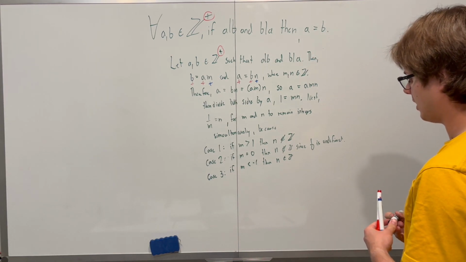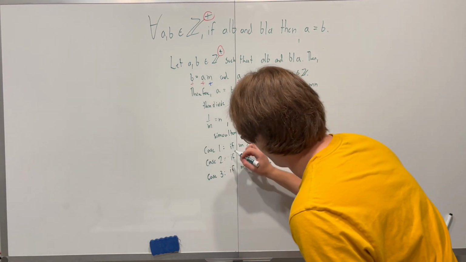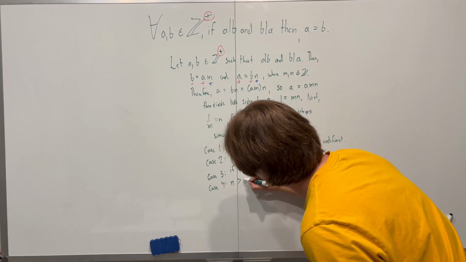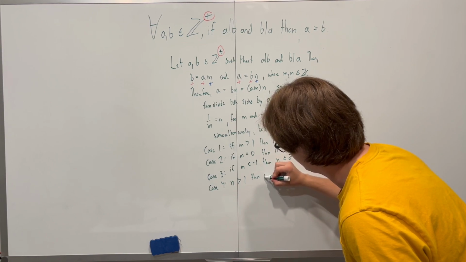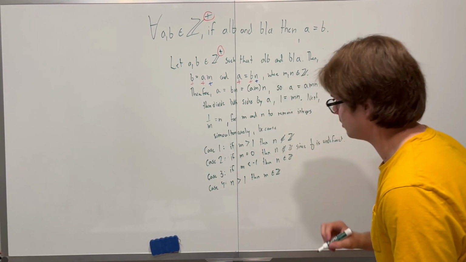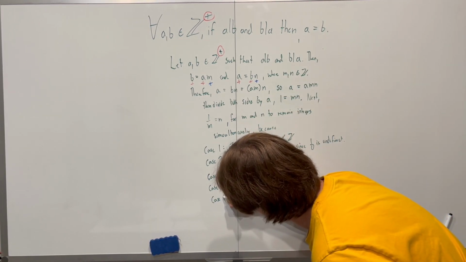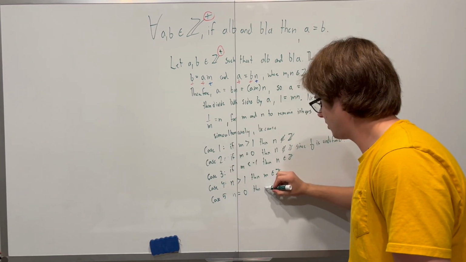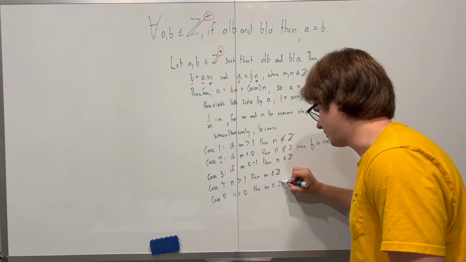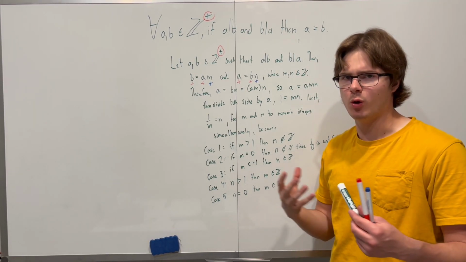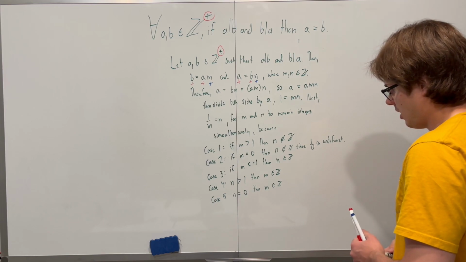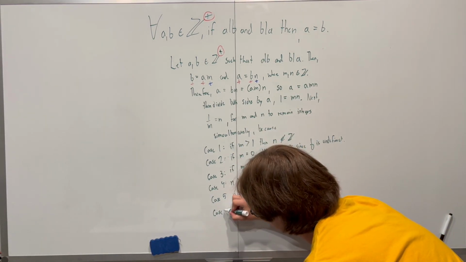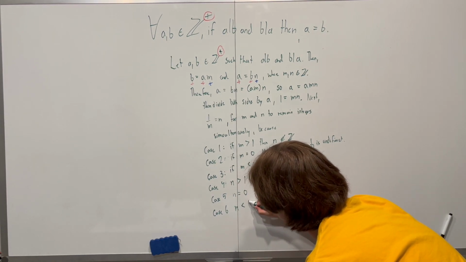Then let's take the n cases. Case 4: n is greater than 1, then m cannot be an integer. Case 5: n is equal to 0, then m cannot be an integer. There's no integer where 1 over something is equal to 0. And then case 6: n is less than 1.